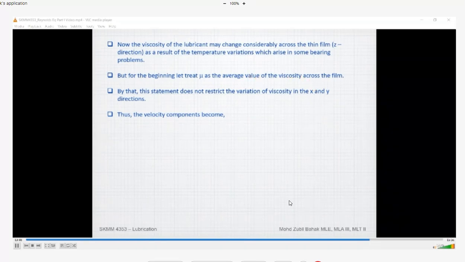So by taking this consideration, for the beginning, let's treat mu as the average value of viscosity across the film. And once again, if I can draw, this is the x direction, and then you have this y direction. So the mu will be constant across this line, the blue line here, in this Z direction. But this statement also does not restrict the variation of viscosity in the x and y direction. So in the x direction we probably have a change in viscosity, and in the y direction we probably also have a change in viscosity.